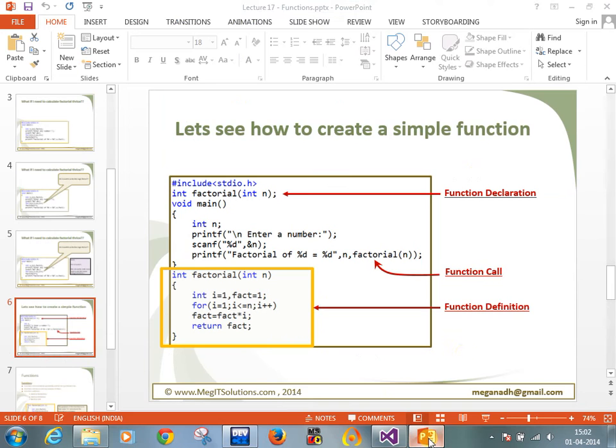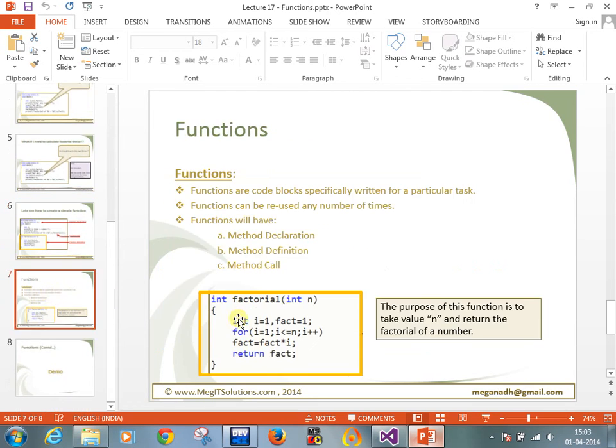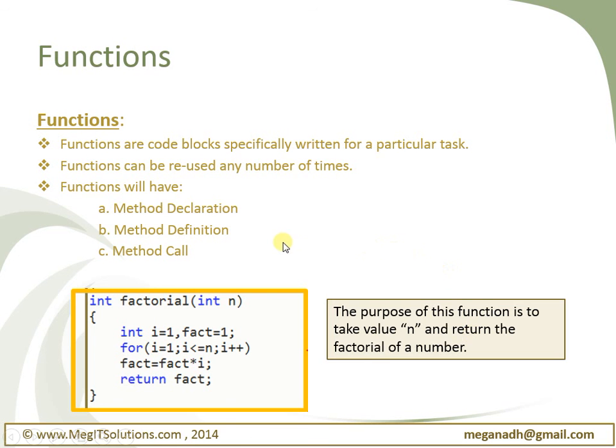So a function is specifically designed for modularizing the content. Imagine you need a functionality which needs to be repeatedly used in your code. You can go for making that a function. So now let's see what are the points we need to note down. Functions are code blocks specifically written for a particular task. The function which we wrote here in this example is to find the factorial of a number, which takes an integer and returns an integer. Whatever value it takes is called the parameter, and whatever it returns is called the return type of the function.